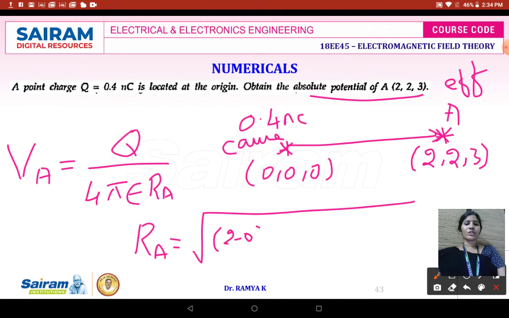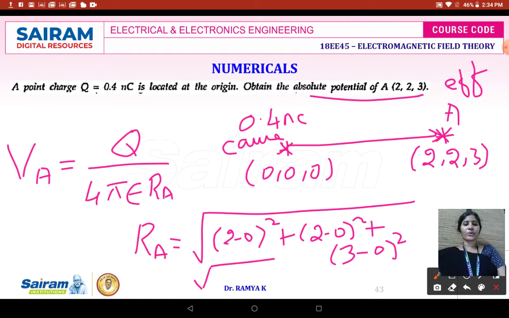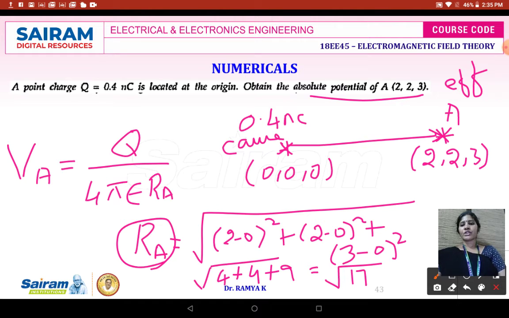RA is equal to the square root of (2 minus 0) squared plus (2 minus 0) squared plus (3 minus 0) squared. When you evaluate, we will get root of 4 plus 4 plus 9, which is equal to root 17. So this is going to be the value of the magnitude of RA. This RA will be substituted over here to identify the potential at point A.